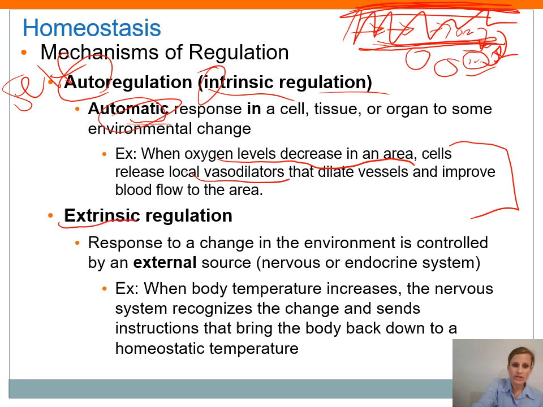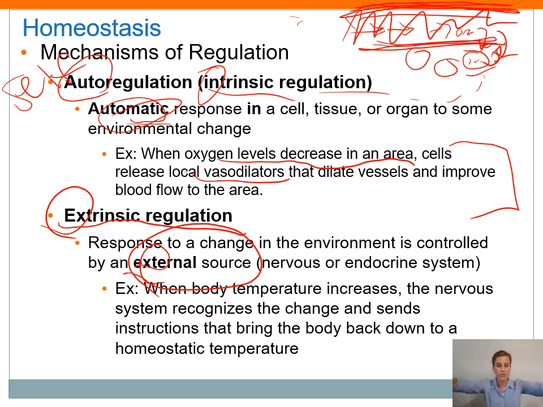Now, extrinsic regulation is when there's a response to a change in the environment that's controlled by an external source. Okay, so in this case, say the cell realized something was wrong, but the cell couldn't fix it, right? The cell didn't have the ability to control their response. Maybe the cell would send a signal up to the brain that something was wrong, and then the brain would control the response. That would be extrinsic regulation. Okay, think extrinsic. There's an external source, right? Something outside that has to come in and fix the problem for us.